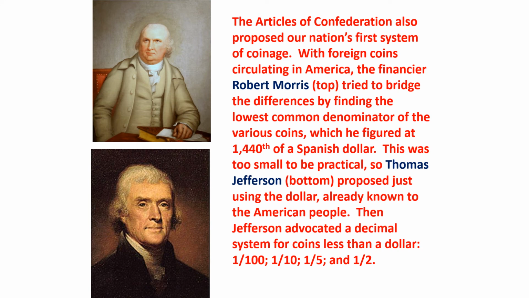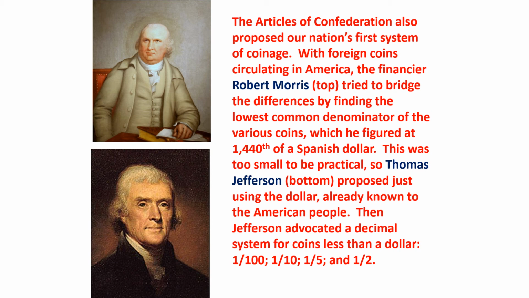Outside of the Northwest Ordinance of 1787 and the settlement of the issue of lands, I want to mention one other success of the Articles of Confederation, and that was in proposing our nation's first system of coinage. With foreign coins circulating in America, the financier Robert Morris, shown on the top, and I mentioned him earlier, tried to bridge the differences by finding the lowest common denominator for the various coins circulating in America, which he tabulated was 1,440th of a Spanish dollar. Now, this was way too small to be practical, so Thomas Jefferson, shown on the bottom here, proposed just using the Spanish dollar, already known to the American people.